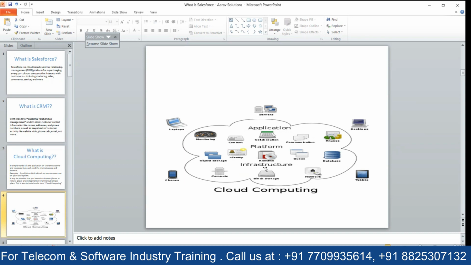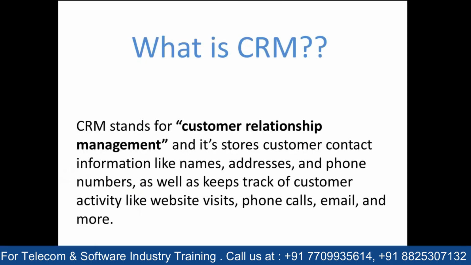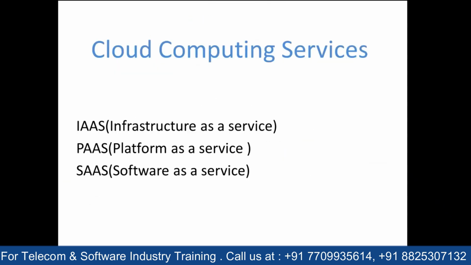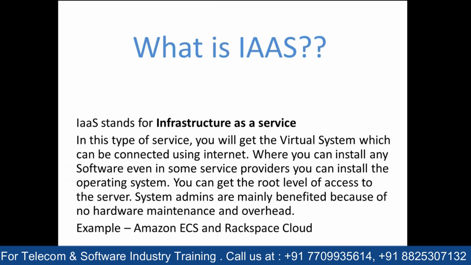Okay, so when you go to use cloud, you will get three different types of services. First one we have IaaS, infrastructure as a service. Second one we have PaaS, platform as a service, and third one we have SaaS, software as a service. Okay, so what is the meaning of IaaS? IaaS means infrastructure as a service.